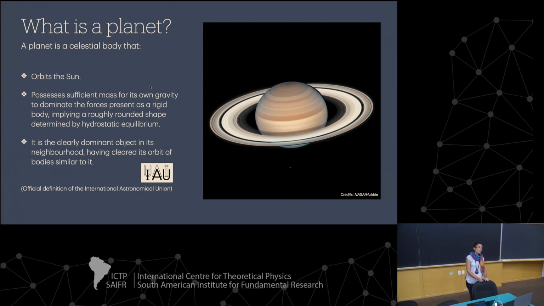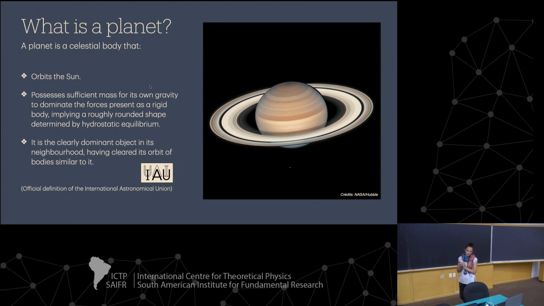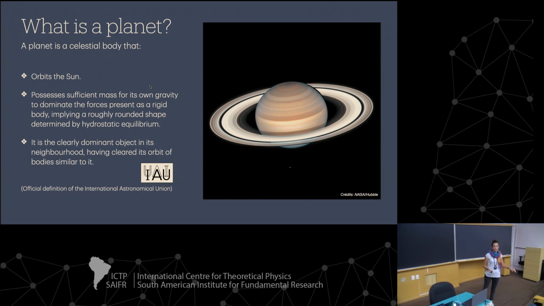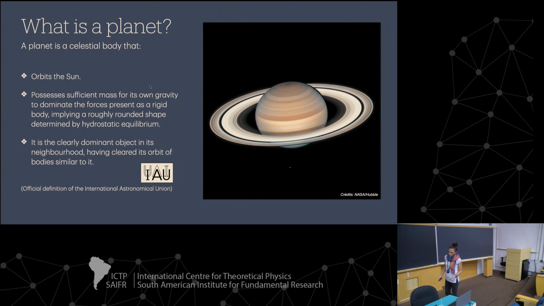It possesses sufficient mass to be in hydrostatic equilibrium, meaning that it's like a sphere. The definition foresees a rigid body, implying a roughly rounded shape determined by hydrostatic equilibrium. And the third one, it has to be sufficiently massive to be able to clear the orbit of residual debris. This is exactly the third definition. The third point is the one that decided that Pluto was discarded as a planet and it was just a minor body.